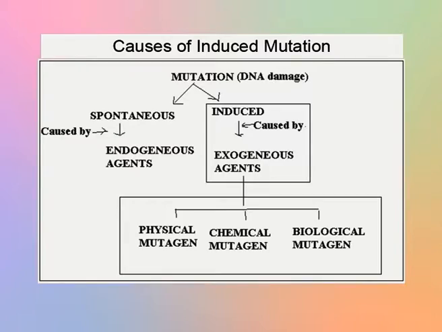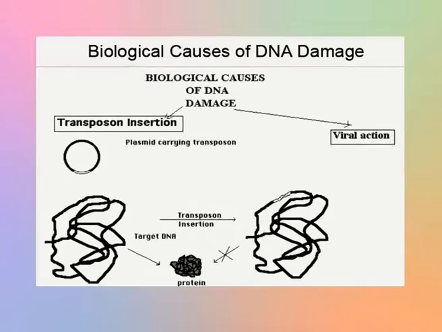There are many industrial as well as environmental agents like deaminating agents and oxidative agents, by creating reactive oxygen species, can change the nature of the base, and they are called endogenous sources. Transposons and viruses are biological mutagens which can cause DNA damage.